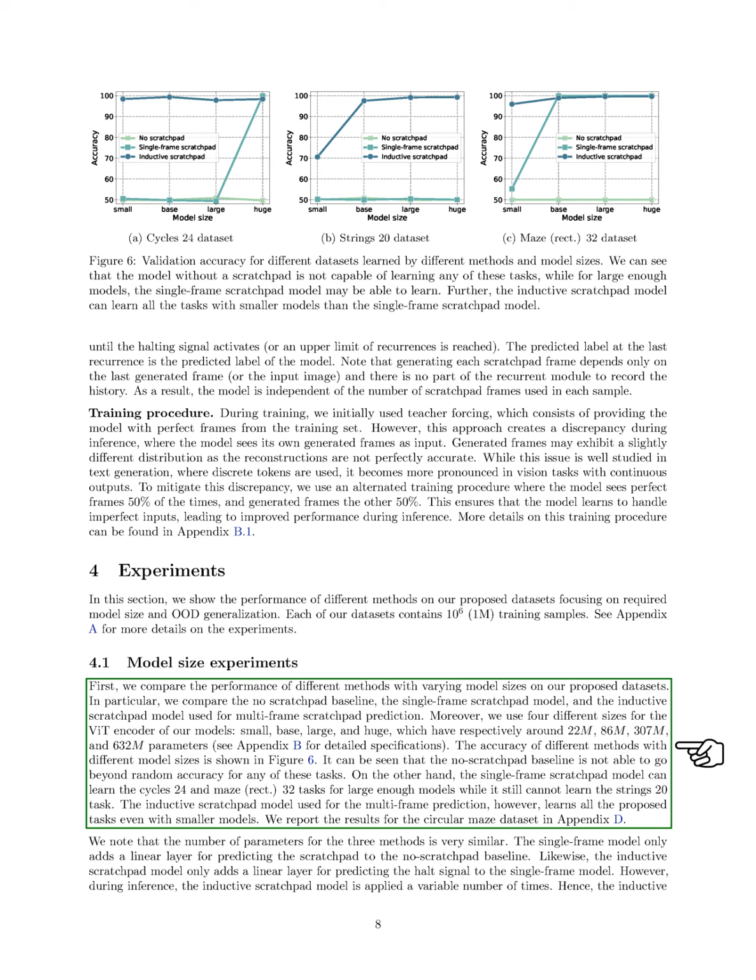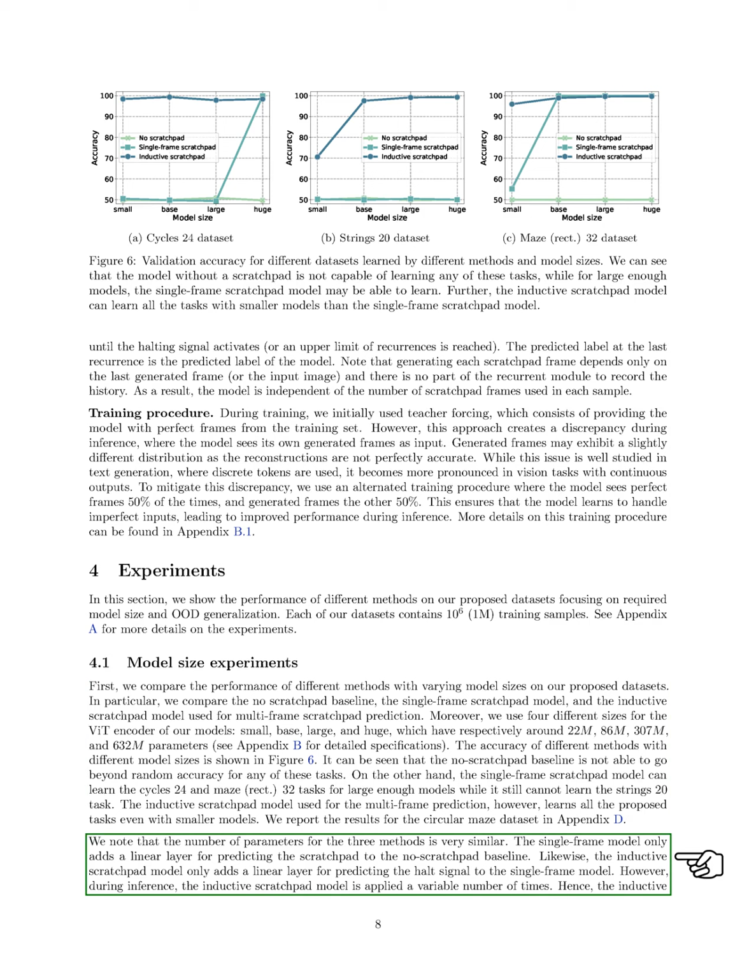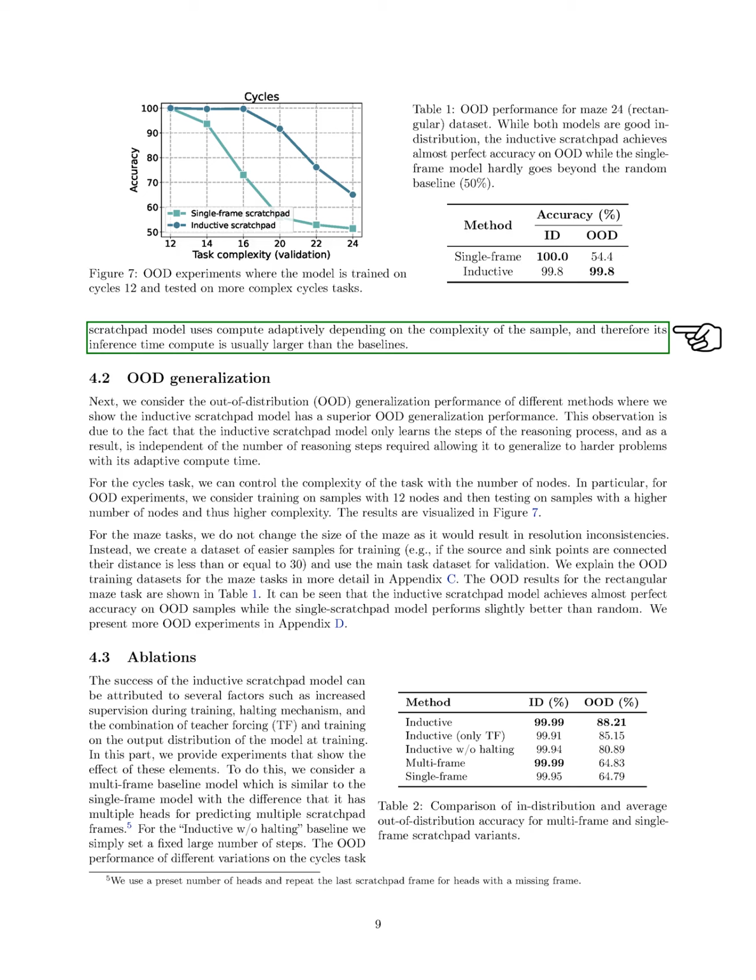The results show that the no Scratchpad baseline achieves only random accuracy, while the single-frame Scratchpad model learns certain tasks with larger models. In contrast, the inductive Scratchpad model successfully learns all proposed tasks, even with smaller models. We note that the parameter counts for the 3 methods are quite similar, with the single-frame model adding only a linear layer for Scratchpad prediction and the inductive model adding a linear layer for the halting signal. However, the inductive model's inference time can vary based on the complexity of the sample, often resulting in longer computation times compared to the baselines.